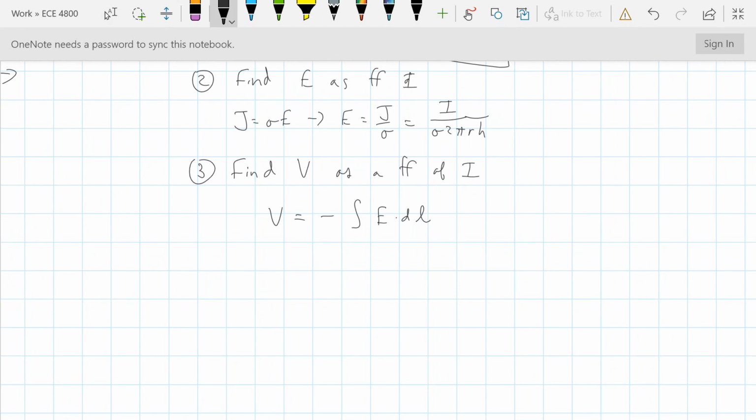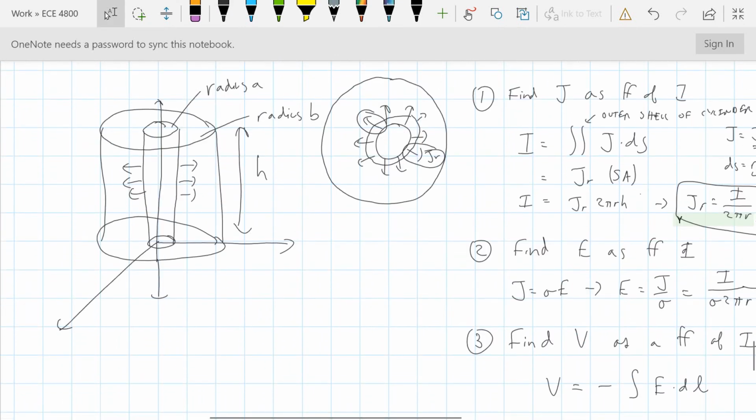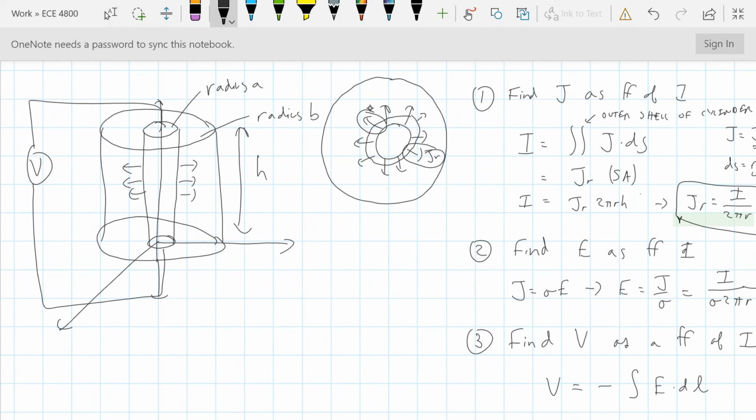Let's remind ourselves what we're looking at here. We are applying a voltage to the inner conductor, and the outer conductor is grounded. So the current flow is going from the inner shell to the outer shell. You can see that with the current density vectors that I drew on here. So you really have to understand the symmetry of the problem.